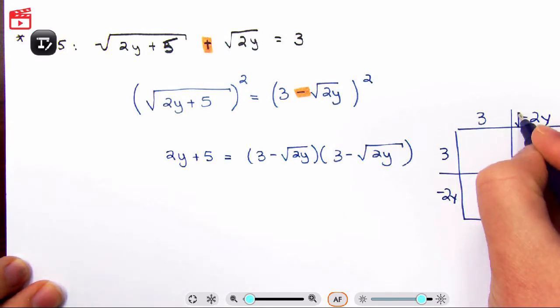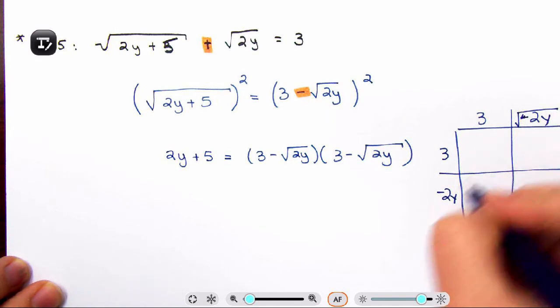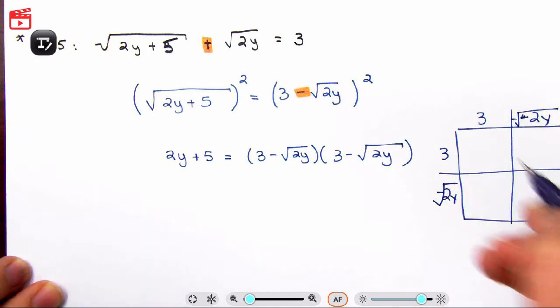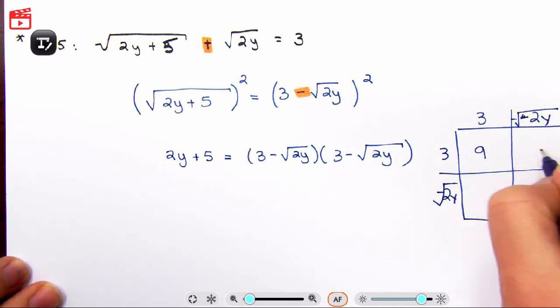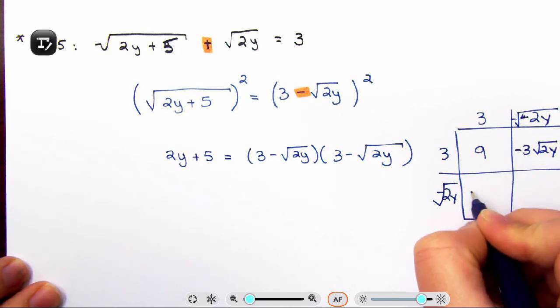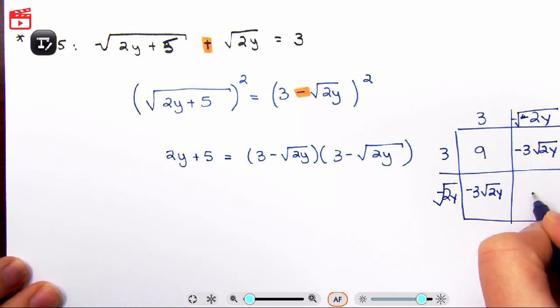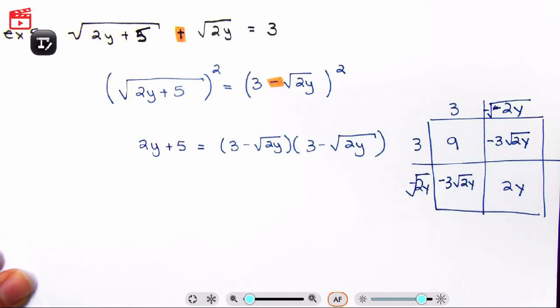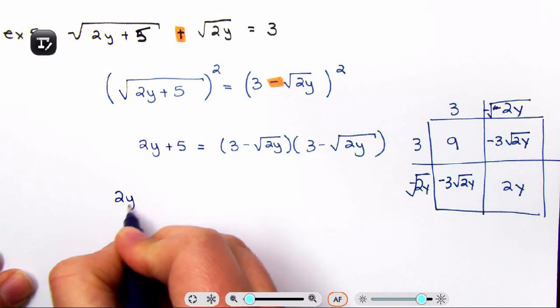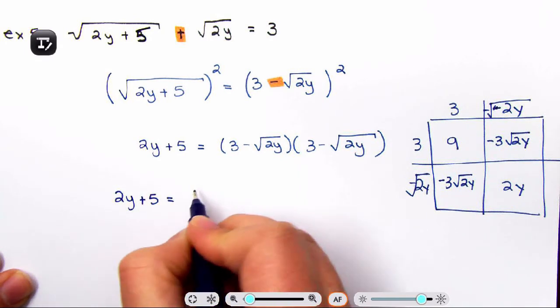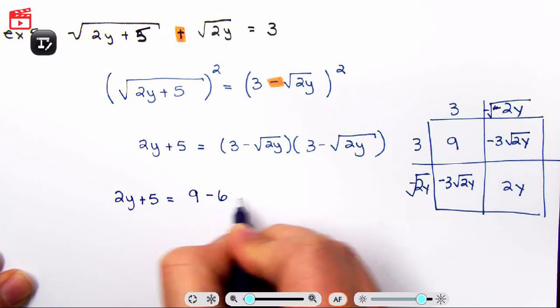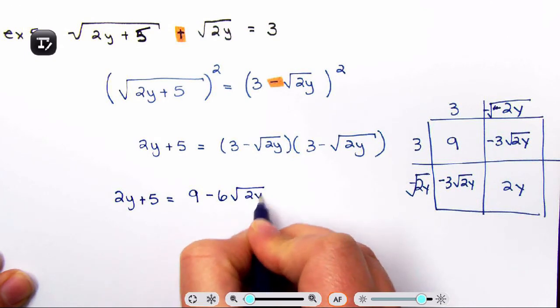This is a root. And it's a negative on the outside. So here I have 9. Here I have negative 3 root 2y. Here I have negative 3 root 2y. And here I have, negative and a negative makes a positive. So here I just simply have 2y. So here I have 2y plus 5 is equal to 9 minus 6 root 2y, because I added these together.